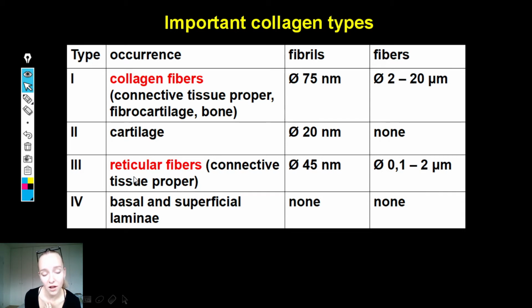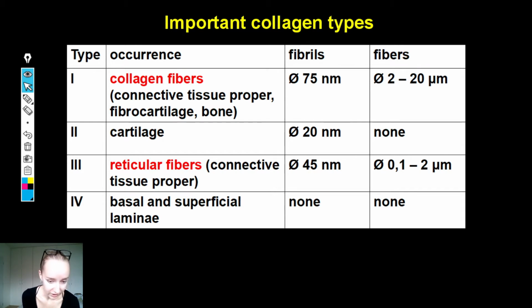And then we have collagen type 3, which forms something called reticular fibers. So when we say reticular fibers, we mean fibers made of collagen type 3. And these fibers are located in proper connective tissue. So really, we have 2 types of fibers. We have collagen fibers that are made of collagen type 1, and we have reticular fibers, which are made of collagen type 3.